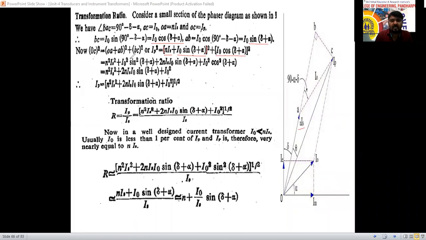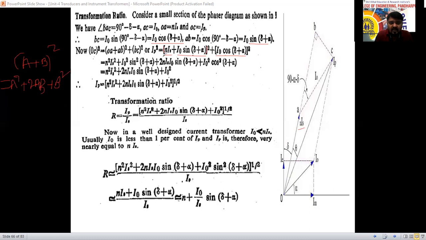Now this is a very difficult part here. OA plus AB is there. OA is NIS plus AB is nothing but I naught sine delta plus alpha here now. That is called the A plus B whole square formula. Again it came here now. A plus B whole square. What is the equation for A plus B whole square? A square plus 2AB plus B square. So like that we have to use here now.